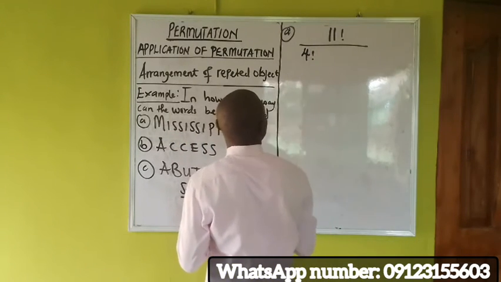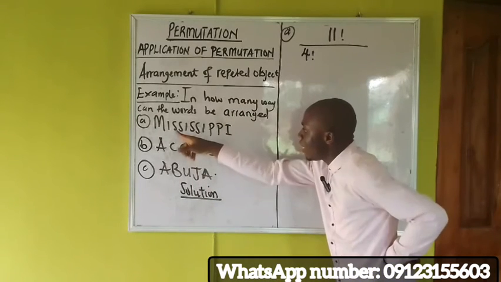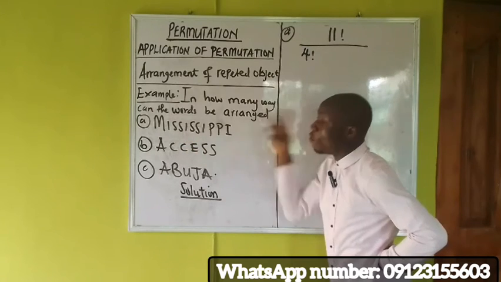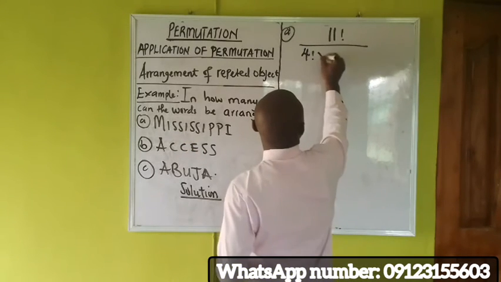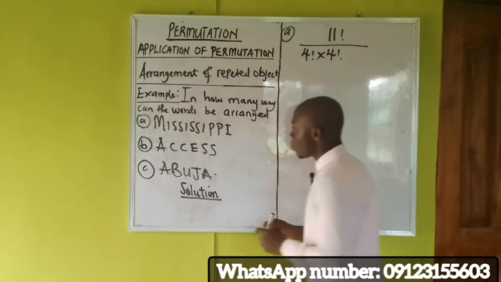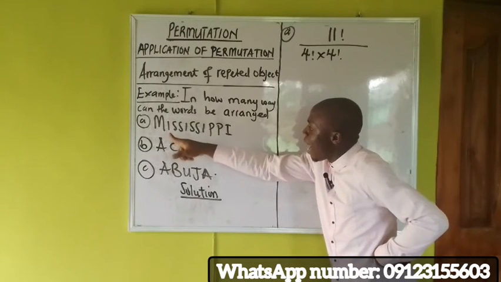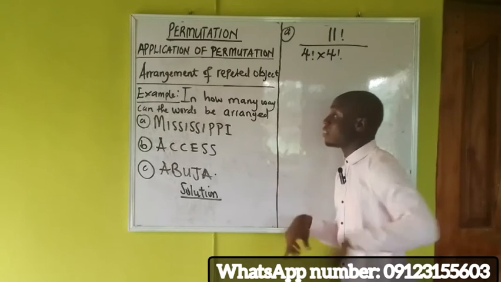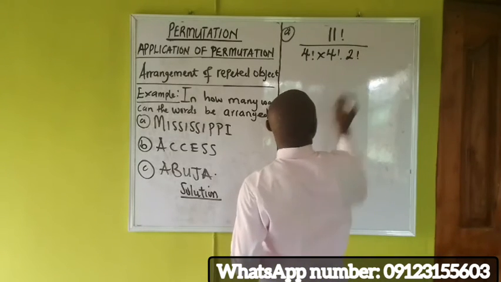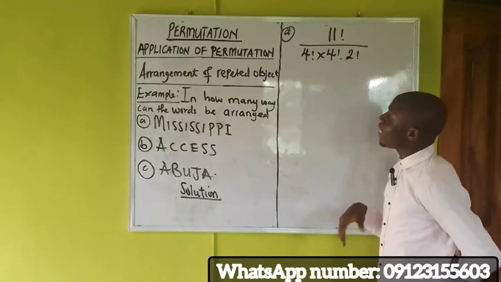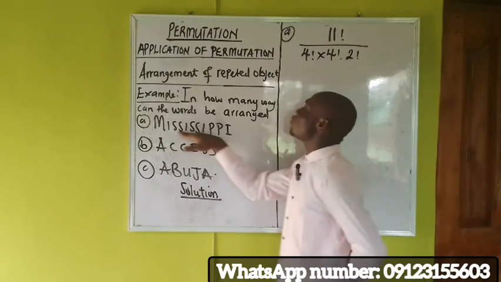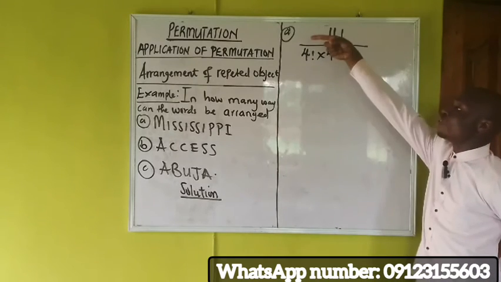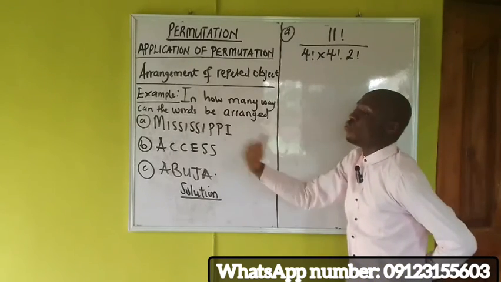Is S repeated? Yes. How many times? 1, 2, 3, 4. 4 times. That becomes multiplied by 4 factorial. I'm done with M, I, S. Let's go to P. 1, 2. P is repeated 2 times. That becomes 2 factorial. So the idea is what? Count the total number of objects as the numerator. The repeated objects will serve as the denominator, as you can see on the board.